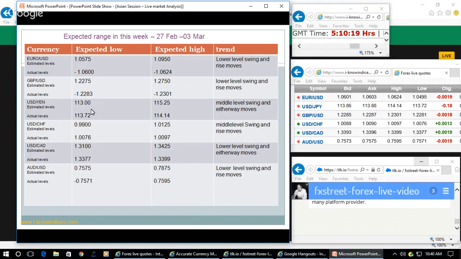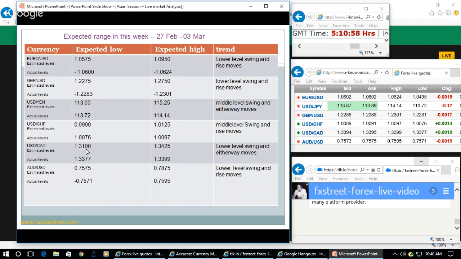Then in the case of yen, they could come down to 113 and then start gaining the level. So far they set the low as 113.72 and the high as 114.14. They could go up to 115 slowly. Then in the case of CHF, 0.9900 could be the low, and so far they set the low as 1.0076 and 1.0125 could be the high. They set the high as 1.0097 so far.